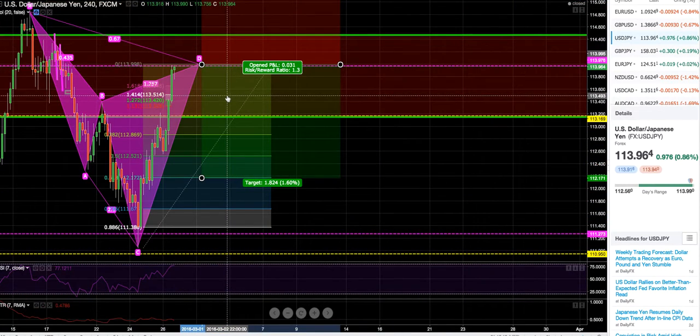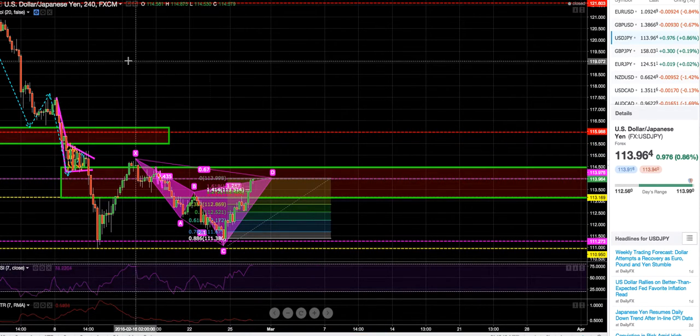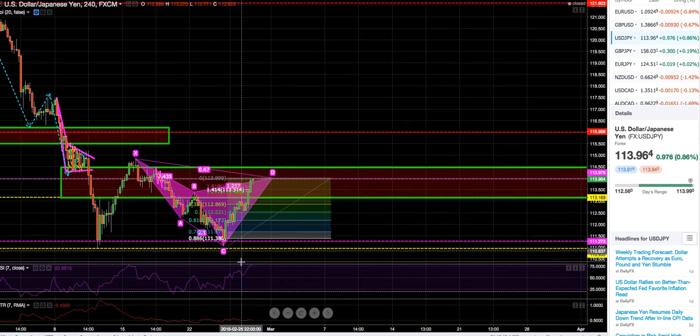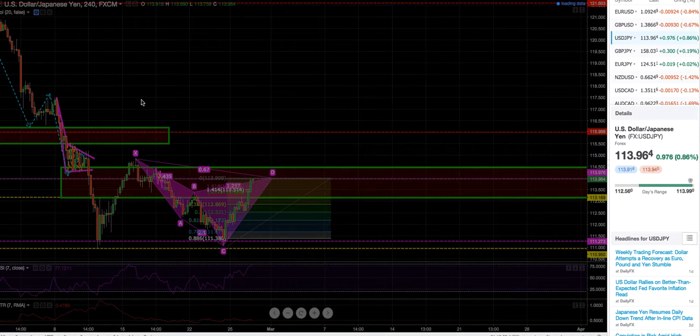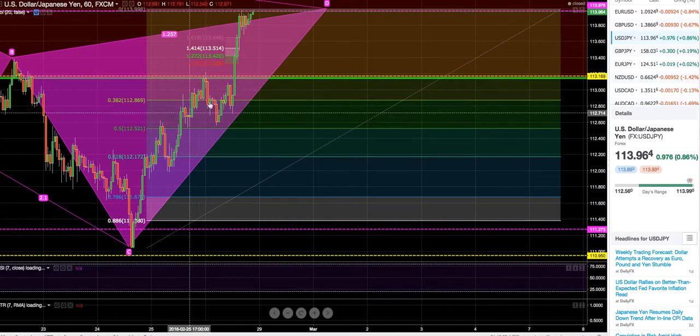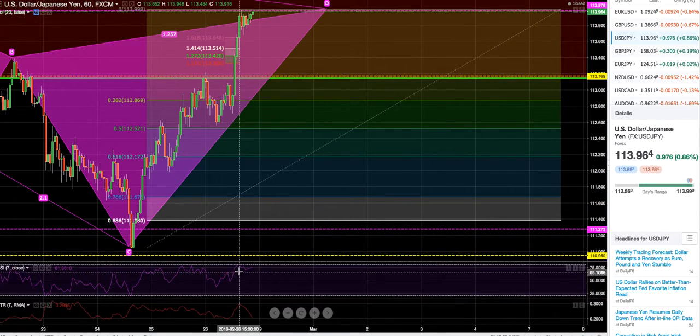So what do we do then? We look for alternative entries, right? Let's check out the 4 hour. We're almost extremely overbought. On the 1 hour, check out the 1 hour. We went overbought, extremely overbought, not by much. It's at or just above the 80 line.